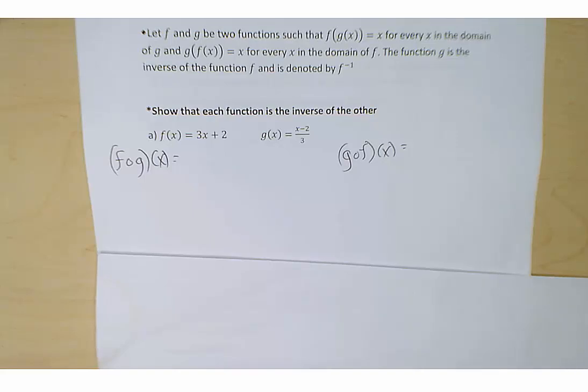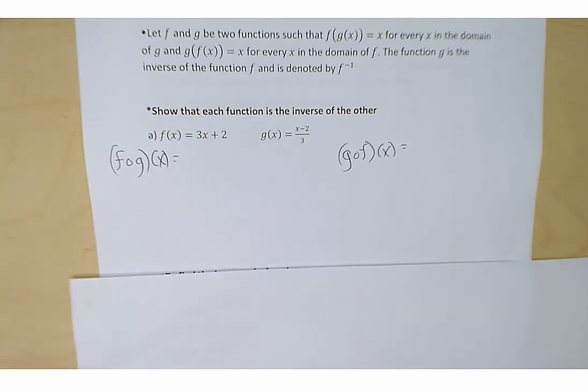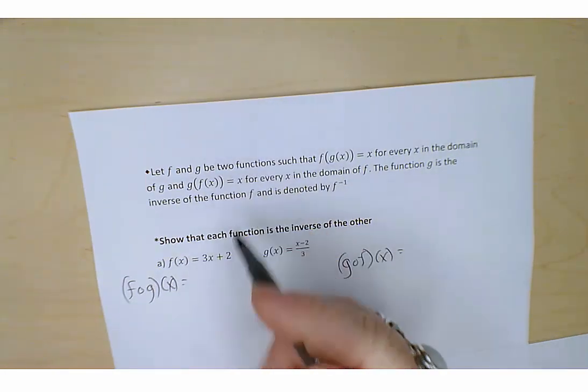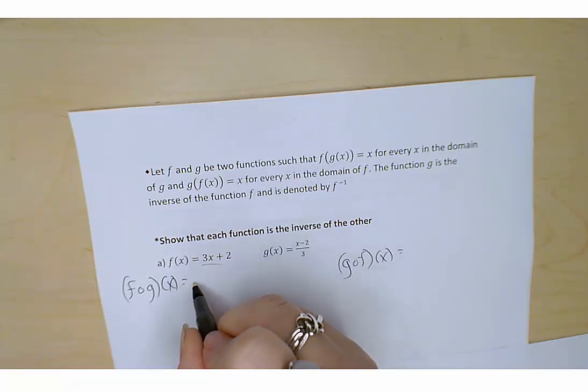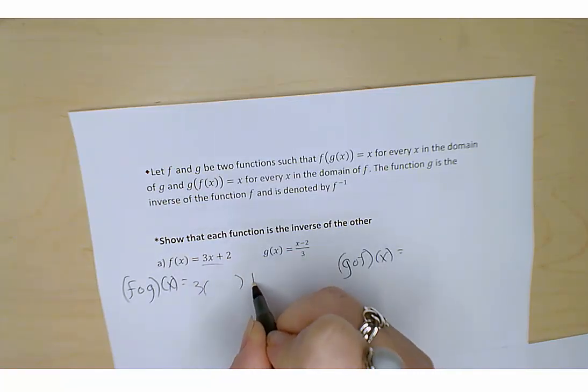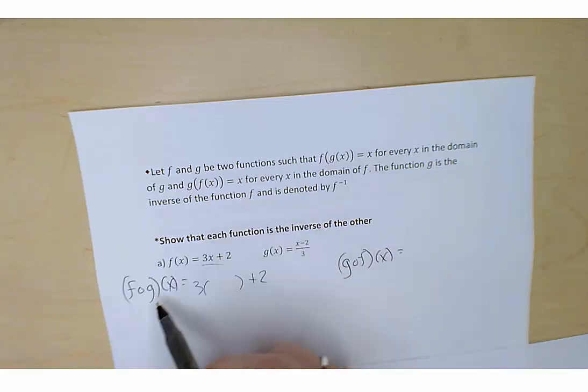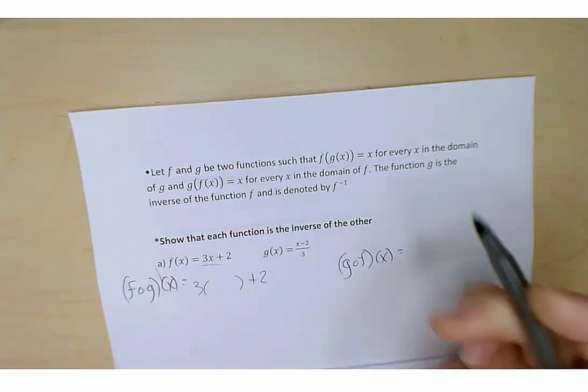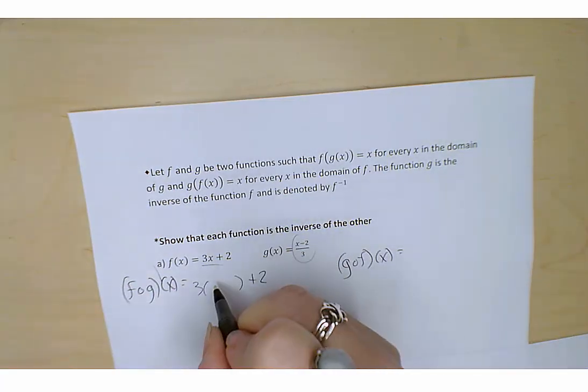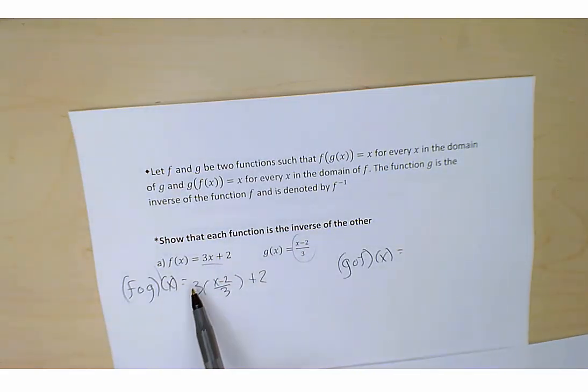So let's go ahead and jump right into the example here. So f of g of x, that means we're going to start with f. We have our 3x plus 2, but we're plugging g into f. So we're going to take g of x and replace it here with our x. All right, so 3x plus 2.